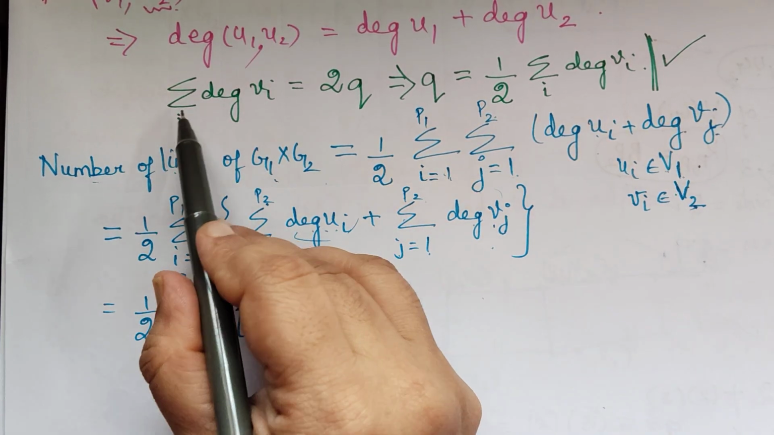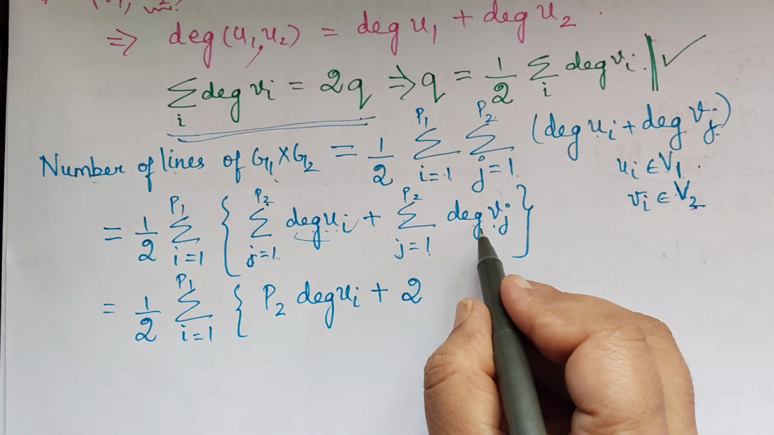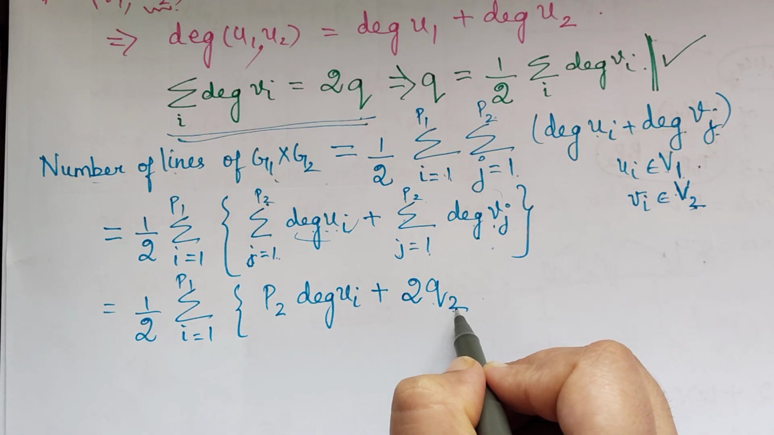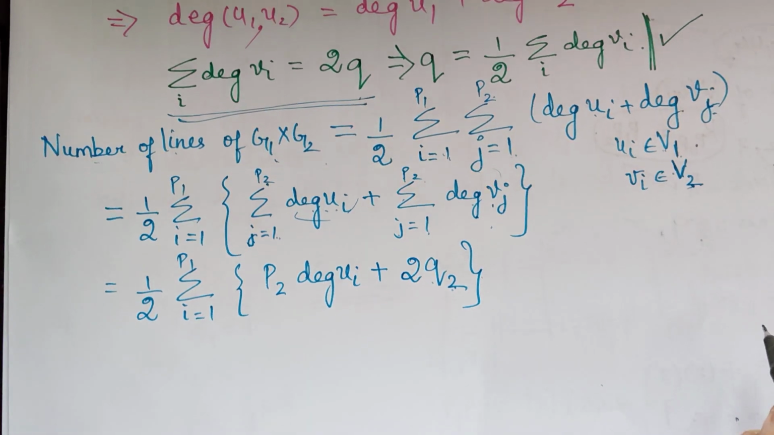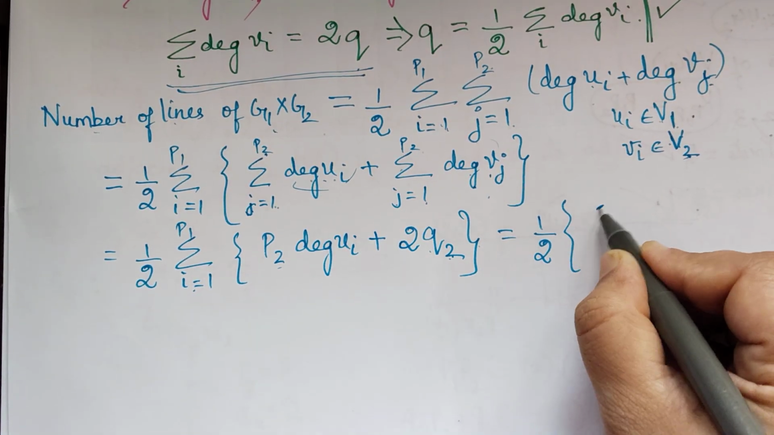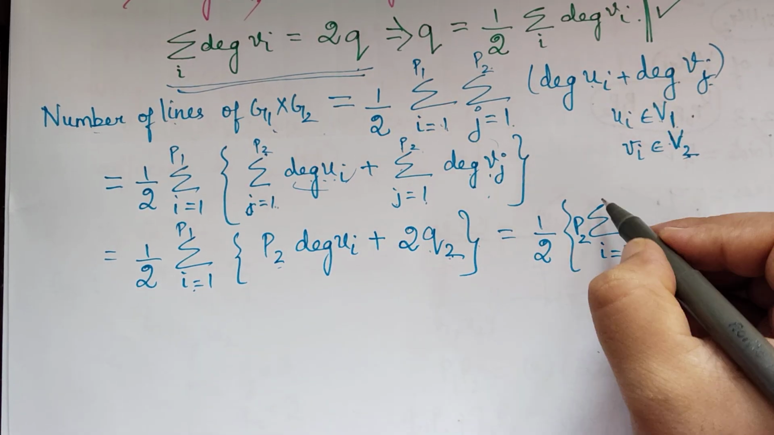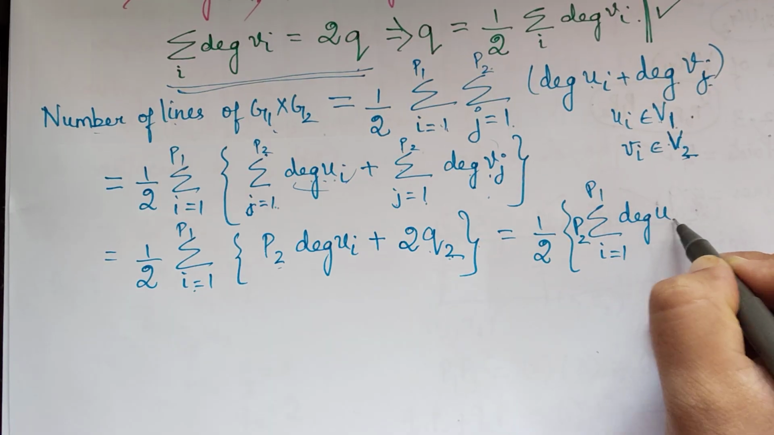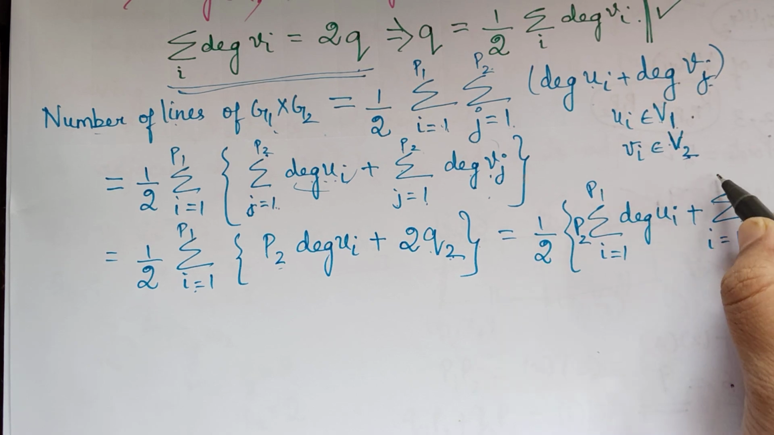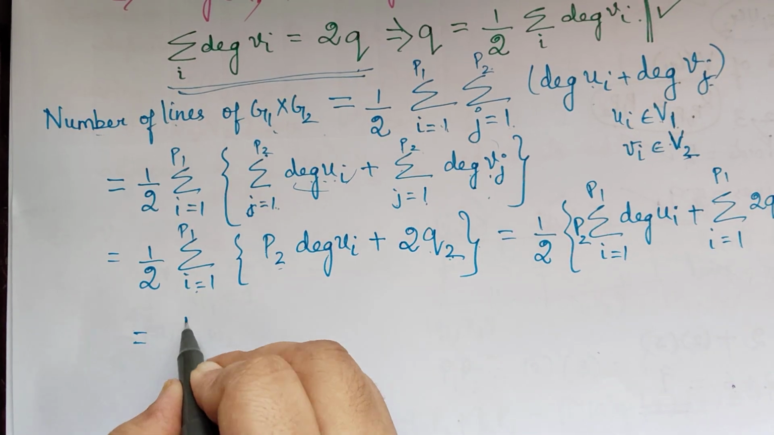We know that it is equal to twice the number of edges. So using that concept, here it will be equal to 2. And how many edges are there in graph G2? It has Q2 number of edges. So we should write 2Q2. So that is done. Now again we will take this summation within the bracket. So this will be equal to 1 by 2 of summation, this P2 we will take outside. So P2 summation i equal to 1 to P1 degree of ui, plus here we have summation i equal to 1 to P1 of 2Q2.